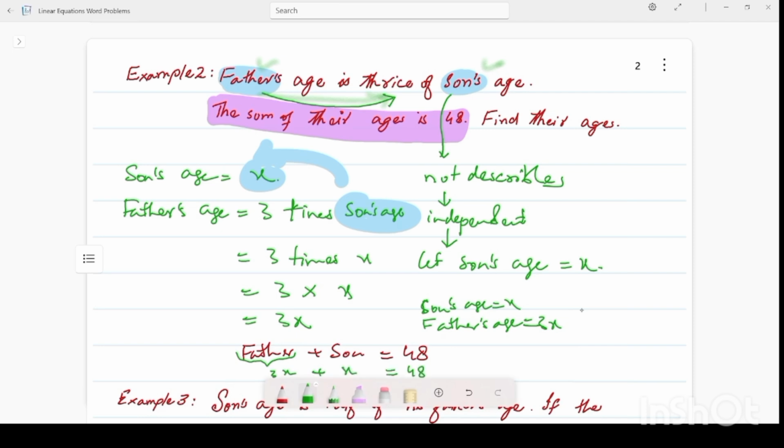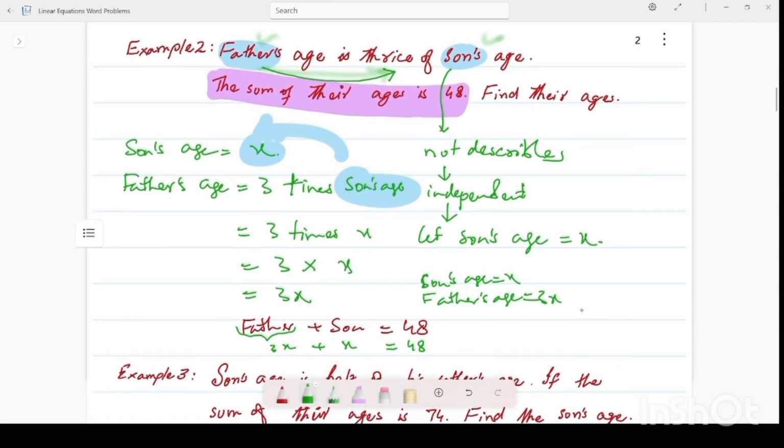If we solve this problem, 3x plus x is 4x. So 4x is equal to 48, and then we'll be dividing by 4 to get the value of x. In the same way we'll be dividing the other side by 4. So this gives us 12. So x is 12, and x is actually son's age. So son's age is 12 and the father's age is 3x, which means 3 times 12, which is equal to 36.